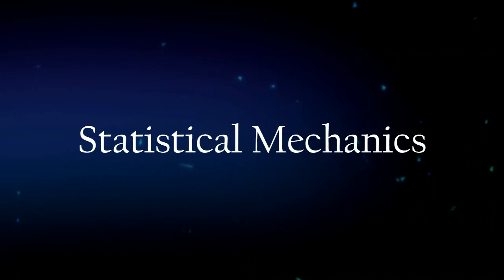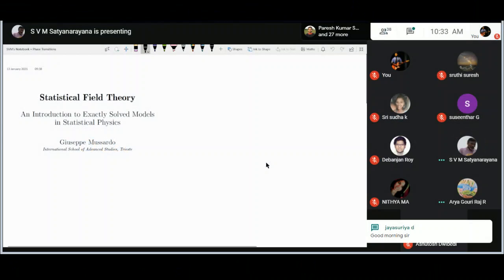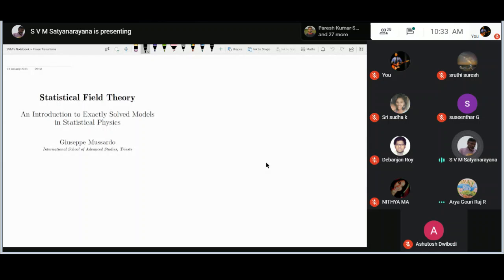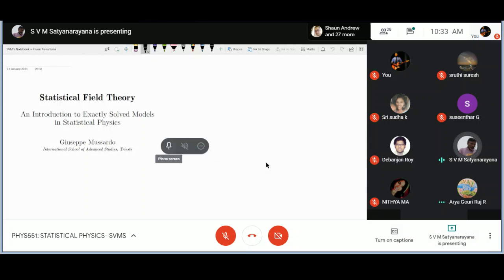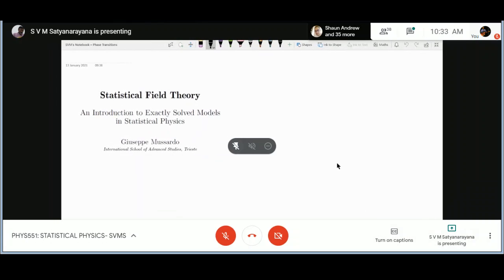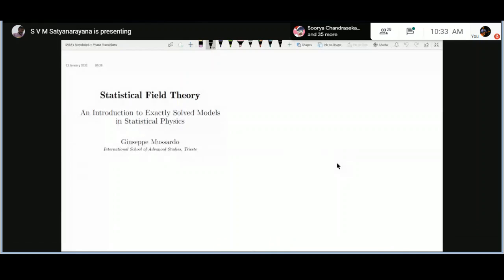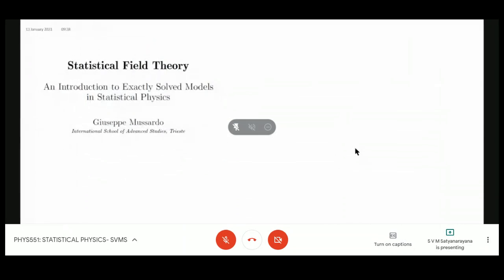Let's discuss this topic of phase transitions today. I wanted to mention this book. If you ever take an advanced statistical mechanics course after you finish your MSc and go to PhD, then this kind of book will be what you will follow.